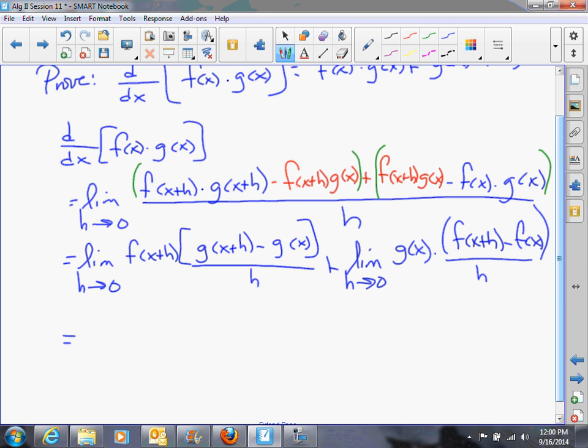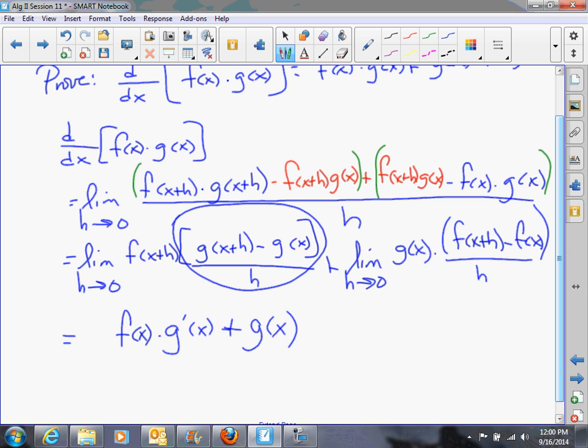As h approaches 0, f of x plus h becomes f of x. Now, as h approaches 0, g of x plus h minus g of x all over h is g prime of x, because that's the definition of the derivative of the function g. Now, plus the limit as h approaches 0 of g of x is just g of x, and the limit as h approaches 0 of f of x plus h minus f of x all over h is defined to be f prime of x. And that's what we wanted to get to, so we're done. We can just say QED.